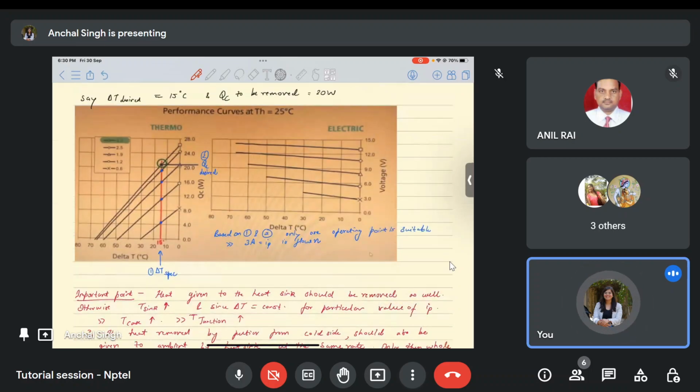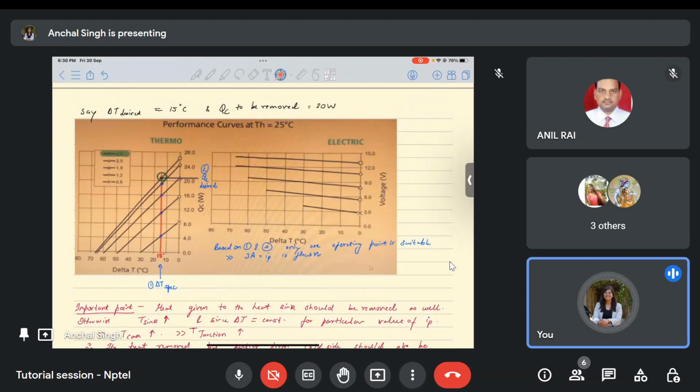Now, if we just take an example where the delta T that we desire is 15 degrees Celsius and the heat that we are planning to get removed is 20 watts, then let us see how we can use the performance curves. So this is a QC versus delta T curve. Now I know that I want delta T to be around 15 degrees Celsius. So I'll just stretch a line from here, right? Then it will give me these blue points: 1, 2, 3, 4, and 5 points. So these are the 5 operating points. I need to pick from that.